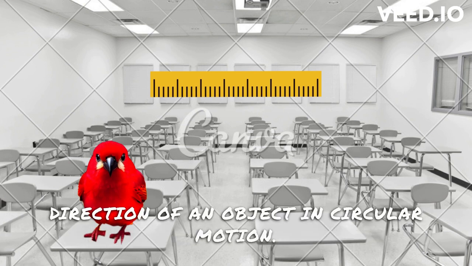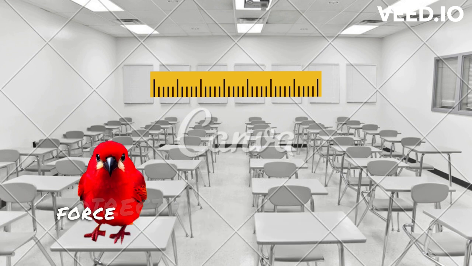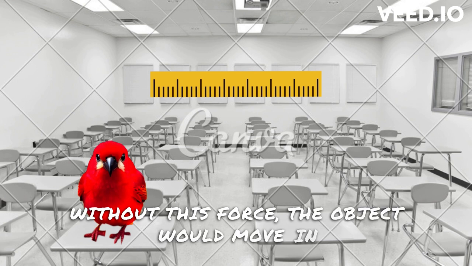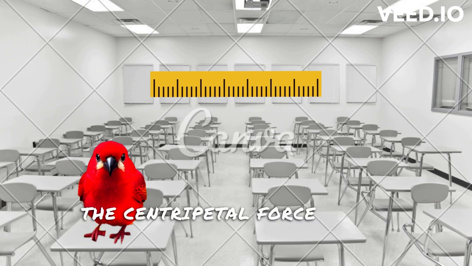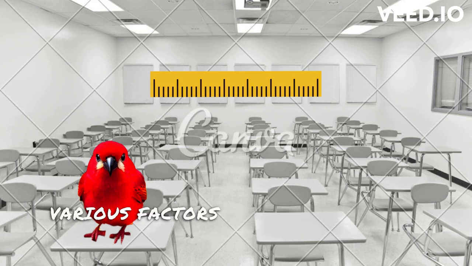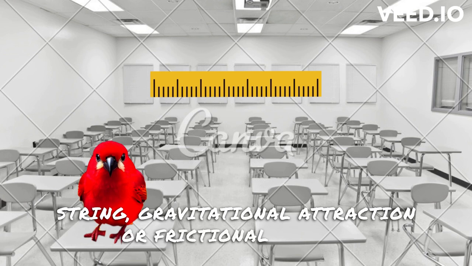in circular motion. In circular motion, an object experiences an inward force directed toward the center of the circle. This force is responsible for keeping the object on its curved path. Without this force, the object would move in a straight line, tangential to the circle. The centripetal force can be provided by various factors, such as tension in a string, gravitational attraction, or frictional forces.